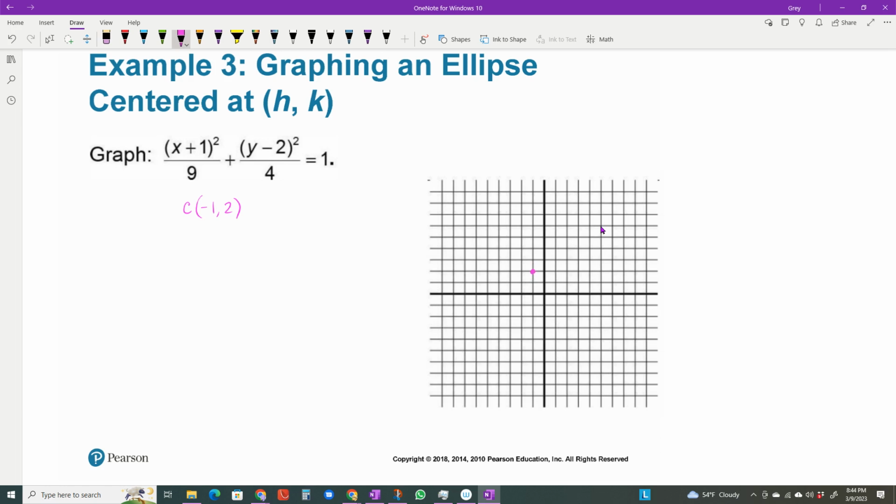And now underneath my x is a 9. Square root of 9 is 3. x moves left and right. 1, 2, 3 to the right. 1, 2, 3 to the left. Underneath my y is 4. Square root of 4 is 2. So from my center, I'm going to go down 2, and I'm going to go up 2.